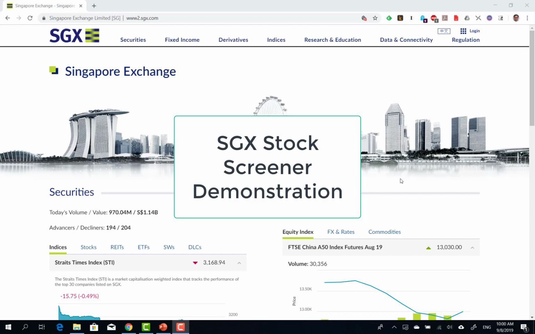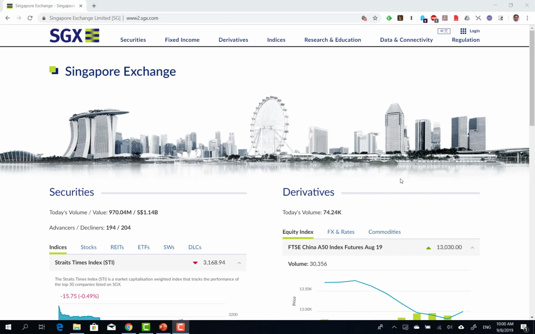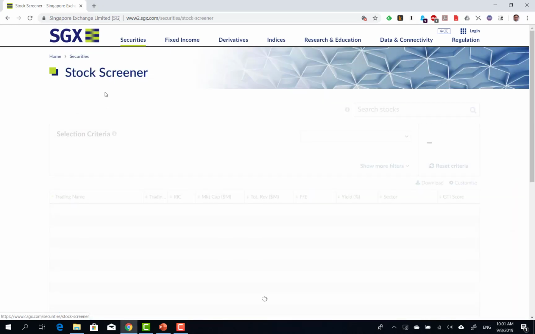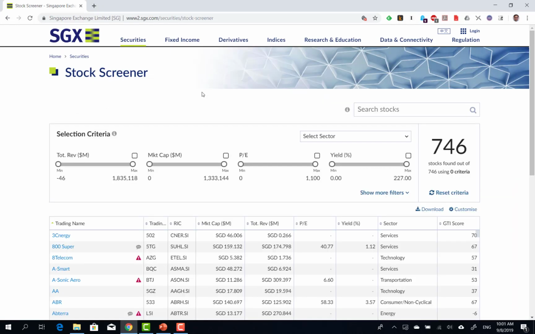Hello everyone, today we're going to demonstrate the Singapore Stock Exchange stock screening tool. By using this stock screening tool, we will be able to figure out how to shortlist stocks based on a particular criteria. So let's go to the stock screening tool right now. Go to securities, prices and screeners, and let's access the stock screener.